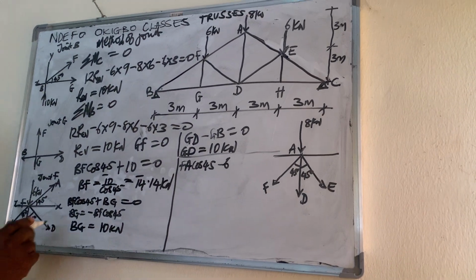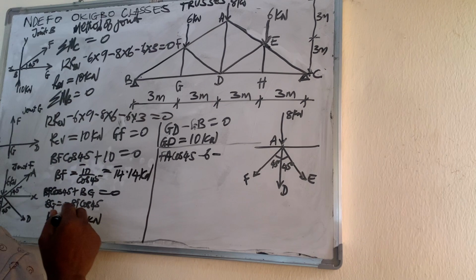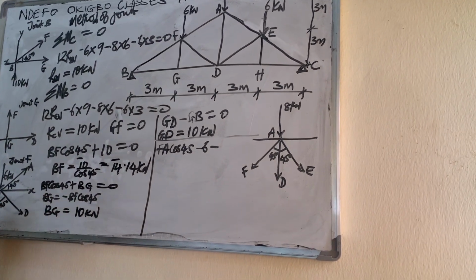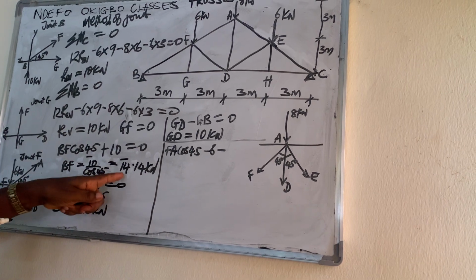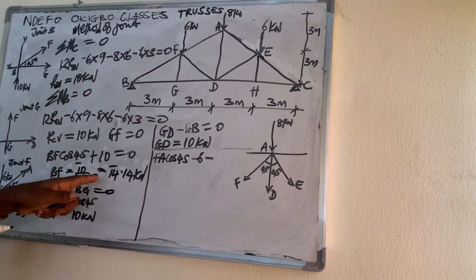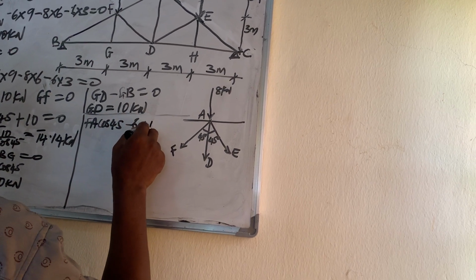Then minus force FB. I have already FB. Minus force FB is minus and another minus, so it will now be plus 14.14.